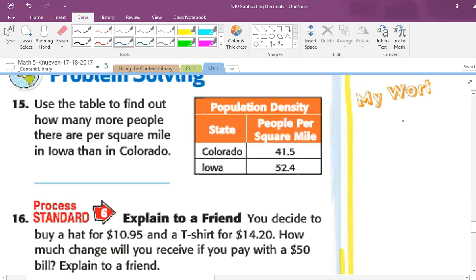So over here in our work we can say, well, 52.4 minus 41.5. I subtract. Can't take 5 from 4, so I borrow from the 2. That becomes a 1. Now we have 14. 5 from 14 is 9. Bring down my decimal point. 1 and 1 is 0. 4 from 5 is 1. So we have 10.9 people more per square mile.